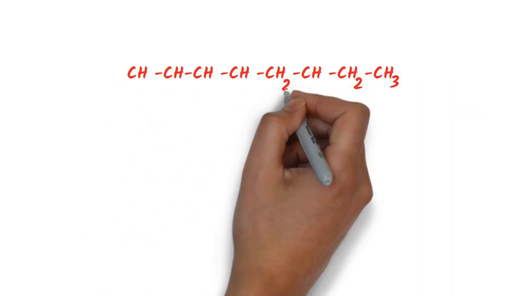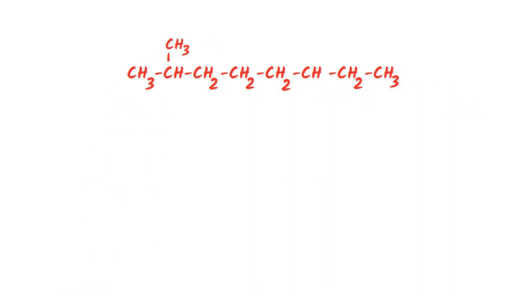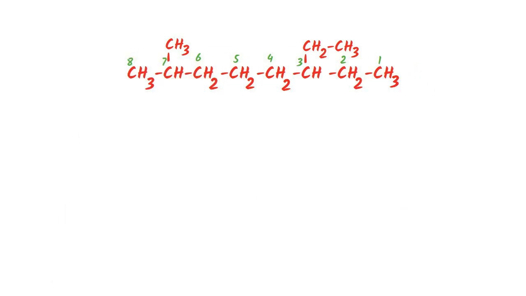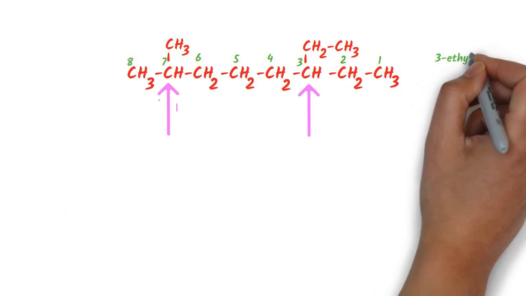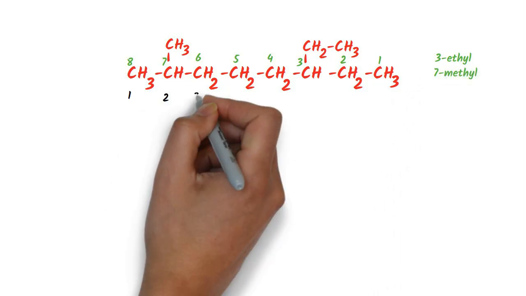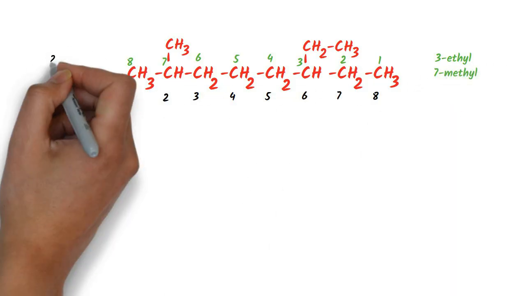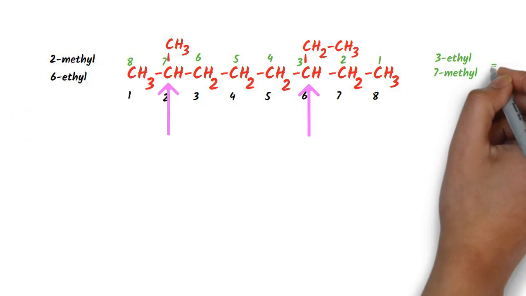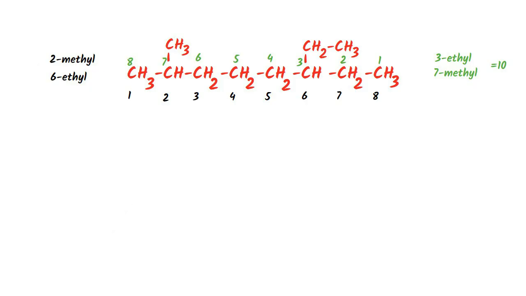Now take this molecule which has 2 different alkyl groups, methyl and ethyl. Do the numbering from the right side. At C3, we have an ethyl group, and at C7, we have a methyl group. Now try numbering from the left side. At C2 we have a methyl group, and at C6 we have an ethyl group. Here the sum of locants is 10 and here it is 8. Thus this is not opted, and this is the correct way.